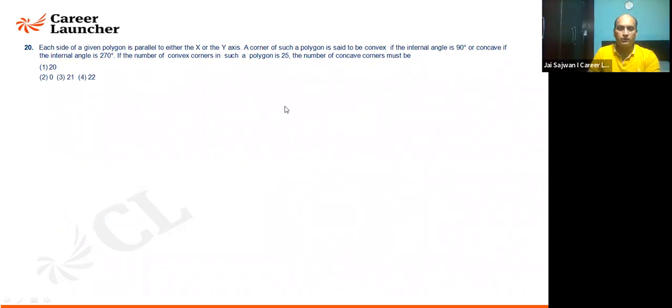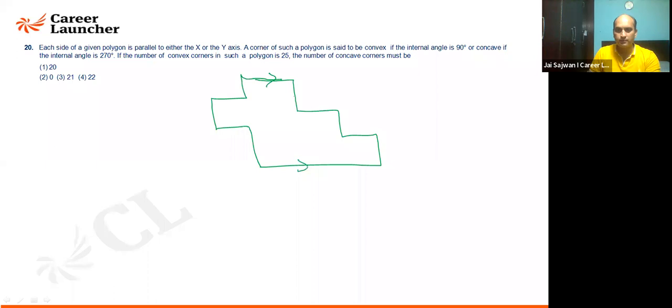So here is a beautiful question for you now. Let me explain it. Each side of the polygon is like this. This is the figure that you are going to get. So you get a line which is parallel to the x-axis, or you get a line which is parallel to the y-axis. Do you understand? So there is a polygon where every side is either parallel to the x-axis or the y-axis.